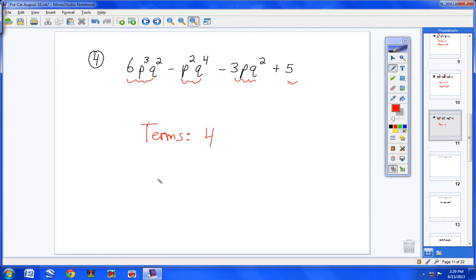Now let's find out what the degree is. All right. Now here my exponents 3 and 2 would add up to 5. In this term they would add up to 6. And here my exponents, there's a 1 right here, would add up to 3. So the highest number I see is 6. So we call this a 6th degree polynomial.